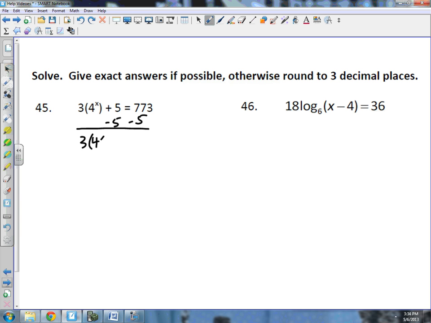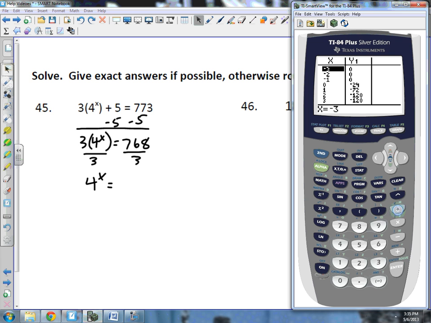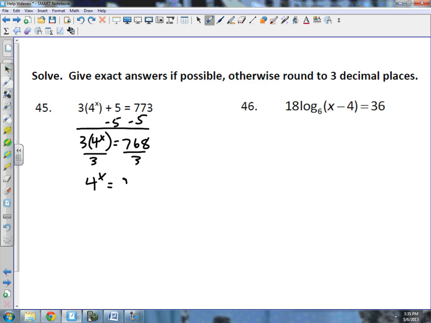So I got 3 times 4 to the x. 773 minus 5 was 768. Divide by 3. The whole goal here is to get the x by itself. So 768 divided by 3 gives me 256.